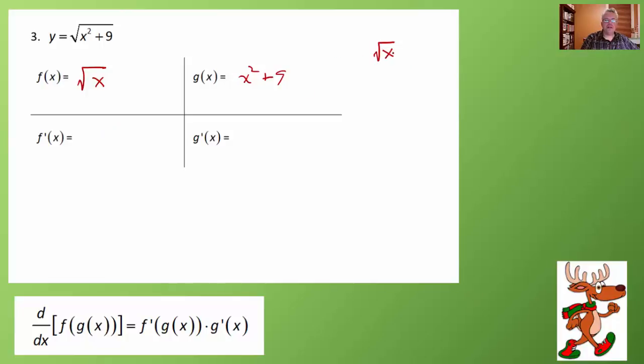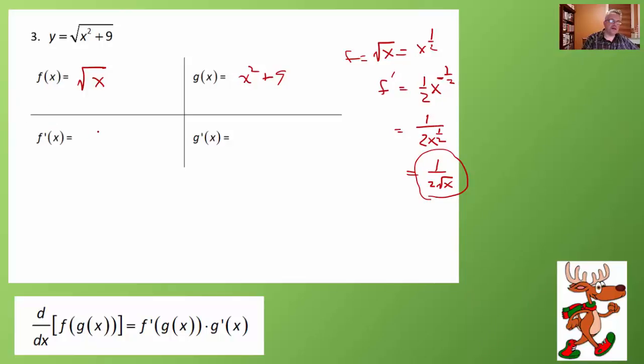Square root of x is equal to x to the 1/2. So that's f. So f prime would be 1/2 x to the minus 1/2, if I take the derivative. And another way of rewriting that is 1 over 2 x to the positive 1/2, which is 1 over 2 square root of x. So this derivative kind of comes up a lot. It's good to kind of know it. Square root of x, its derivative is 1 over 2 square root of x. So that's f prime.